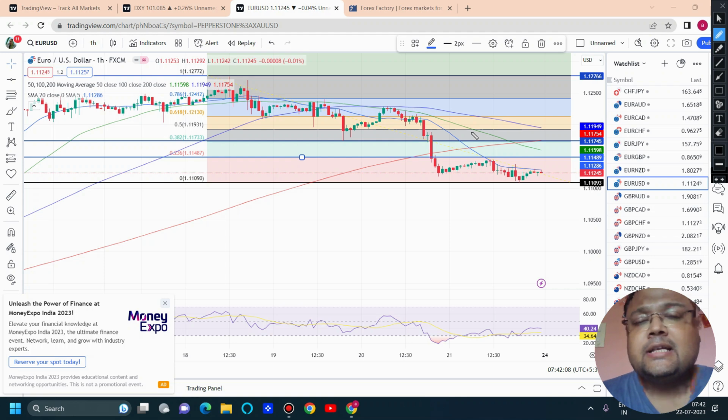And my dear friends, this is my analysis. I can be wrong as well. So please follow proper risk management. Do not gamble with your hard-earned money.